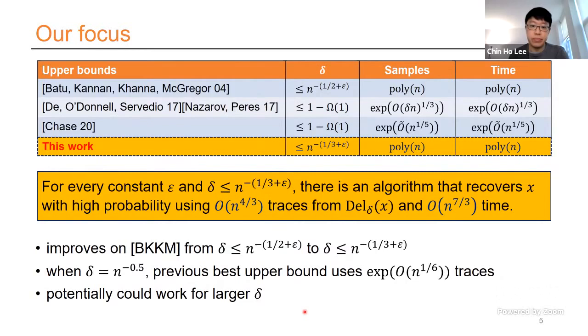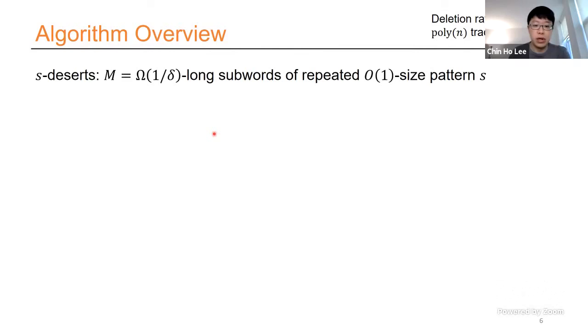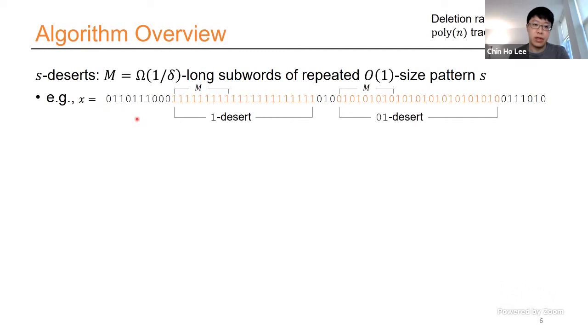So let me talk about our algorithm. Our approach is similar to the one given by BKKM, which is also an alignment-based approach. Before I tell you the algorithm, I have to introduce a notion called deserts. A desert is just a long repeated pattern of constant size. How long is it? Roughly 1/√δ bits long. For example, if this is our unknown string X, and you have at least 1/√δ many consecutive ones, then this is a 1-desert. Here you have a 0-1-desert because you have many repetitions of 0-1, and it has length at least 1/√δ.